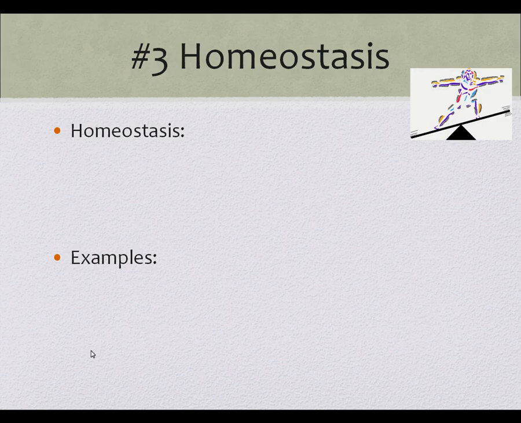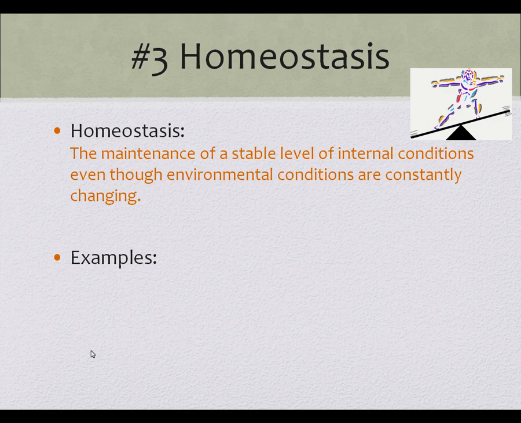Homeostasis. All living things maintain homeostasis, and that's the proper way to say it. They don't do homeostasis, they maintain homeostasis. So homeostasis is a stable level of internal conditions. If you can remember these 5 words right here, you'll be doing great. Homeostasis is stable level of internal conditions.